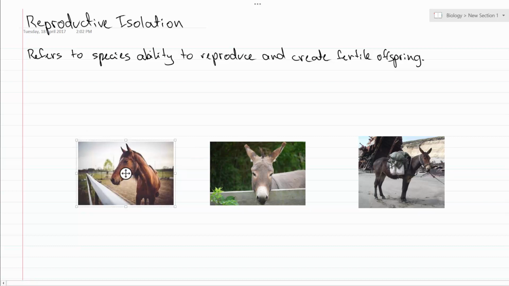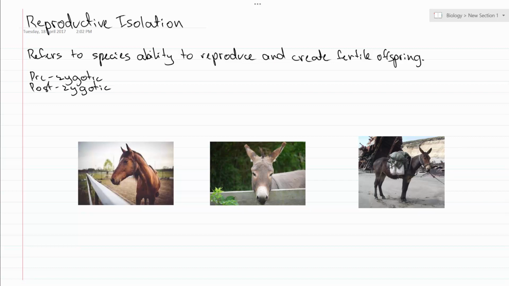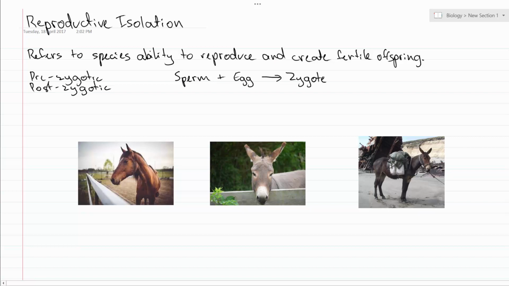So we've got two different types of reproductive isolation. We have pre-zygotic and we have post-zygotic. I'll talk about both of those in some detail. Firstly, we need to talk about what a zygote is. In order to talk about pre and post-zygotic, we need to have a head around what a zygote is. Very simply, when a sperm cell from a male is fused with an egg cell from a female, what we end up with is a zygote. So a zygote is just the fusing of a sperm and an egg cell.